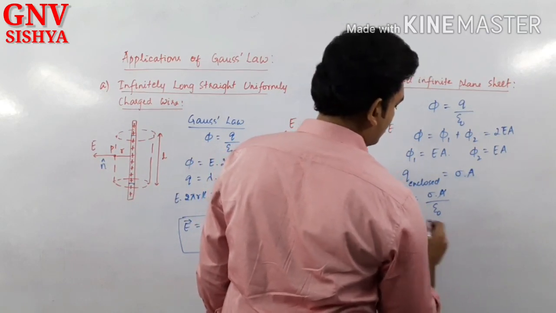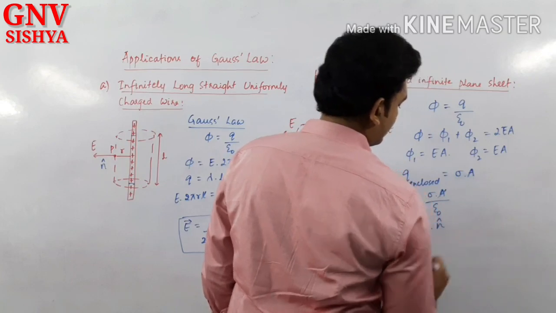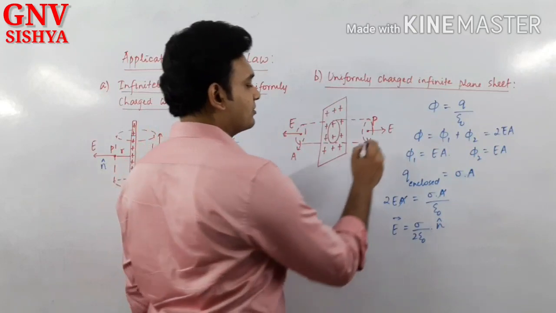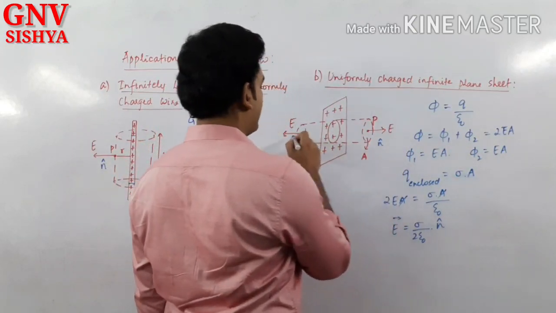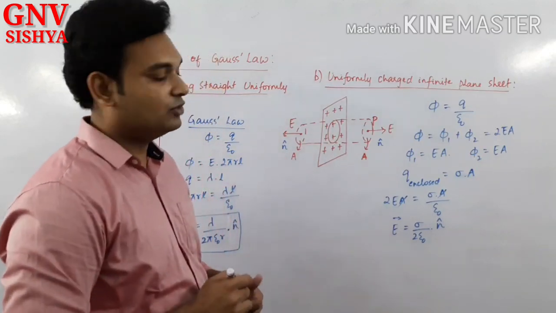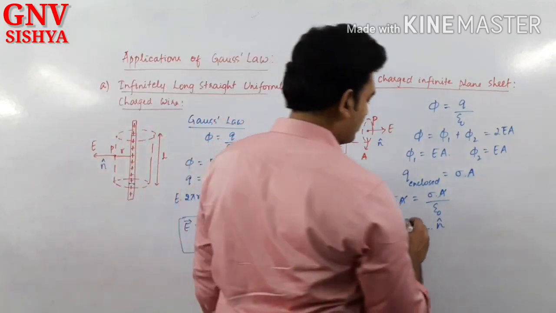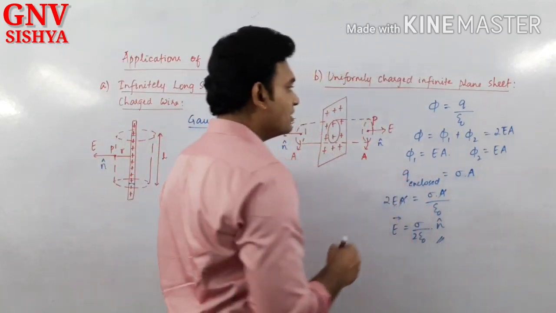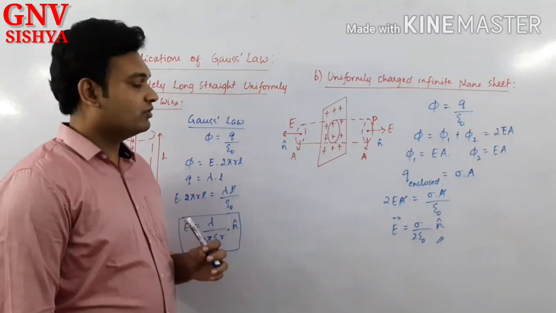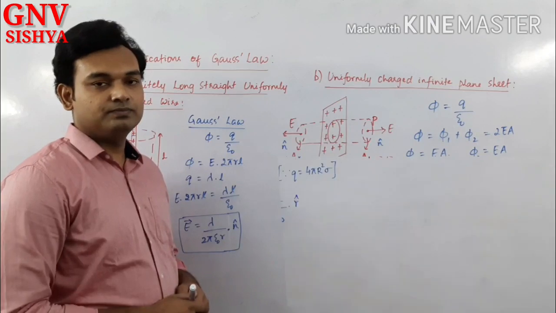If you take it as a vector quantity, you can even write n cap. N cap is the unit vector along the direction of electric field. So on the right hand side this will be n cap, on the left hand side this direction will be n cap. Okay, so this is the expression for electric field due to an infinite plane sheet. Both these expressions are very important. They will be very useful for your problems.